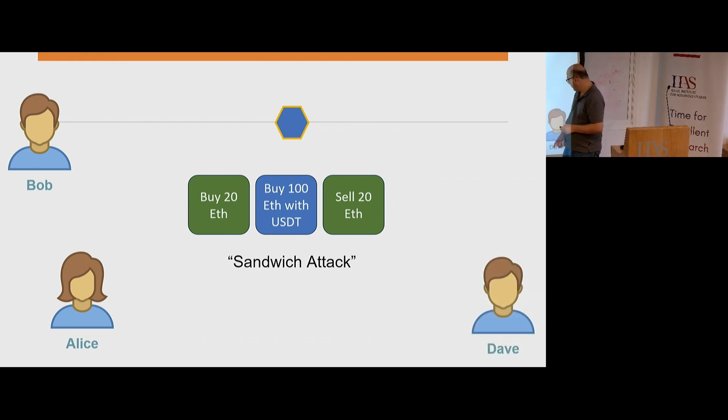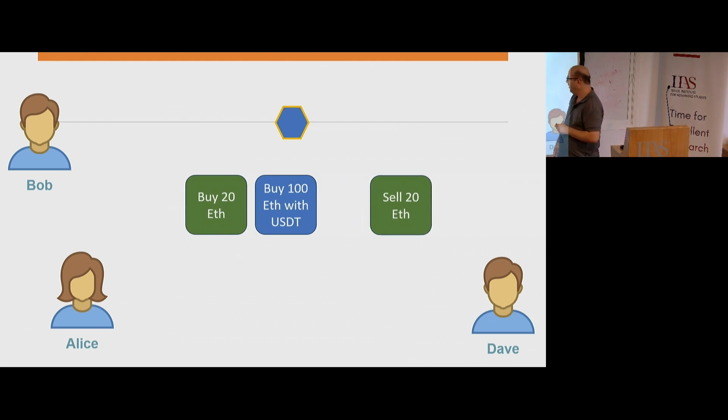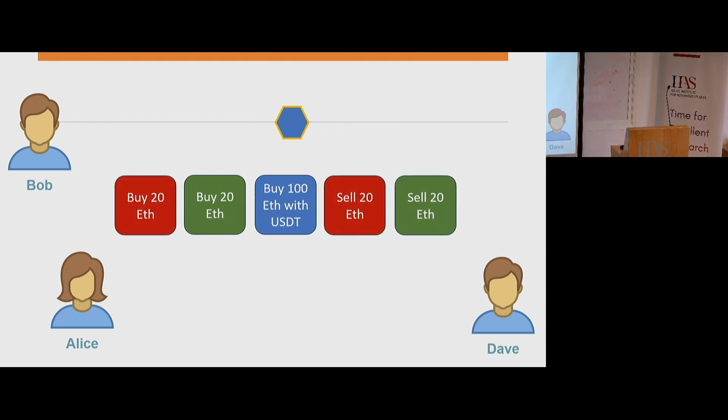And here's the problem, right? Dave is also looking at this. Dave says, wait, Bob is going to buy 20, and Alice is going to buy 100. I want to make money too. So I'm going to try and buy before Bob and Alice, and I'm going to try and sell before they do anything.